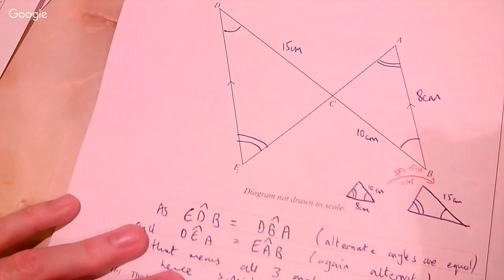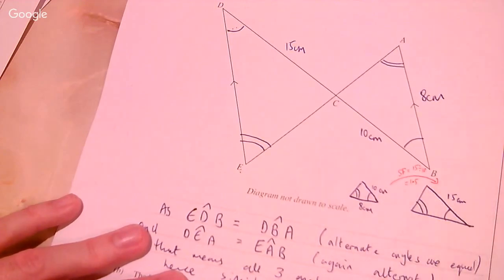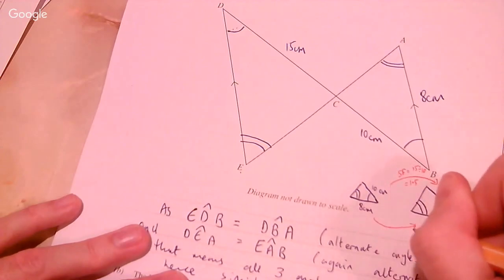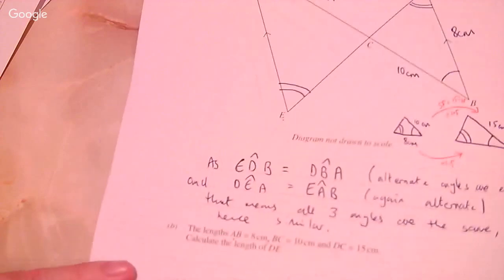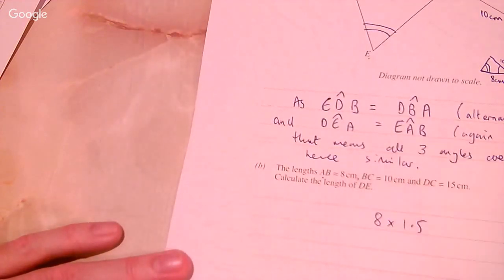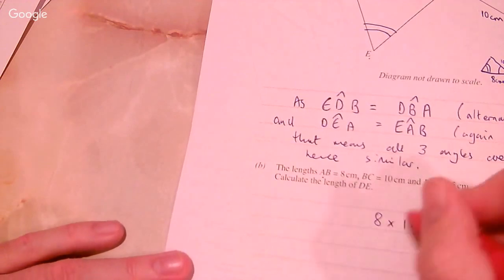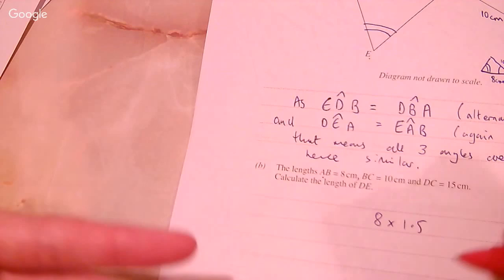So that means to move from this triangle here, the small one, to get to the big one, I've got to times everything by 1.5. So I need to do 8 times 1.5 to work out what the base of that new triangle is. Just write that down here. 8 times 1.5. Half of 8 is 4, and then times it by 1.5 would be 8 add 4. So that would be 12 centimeters. Okay? So 12 centimeters.